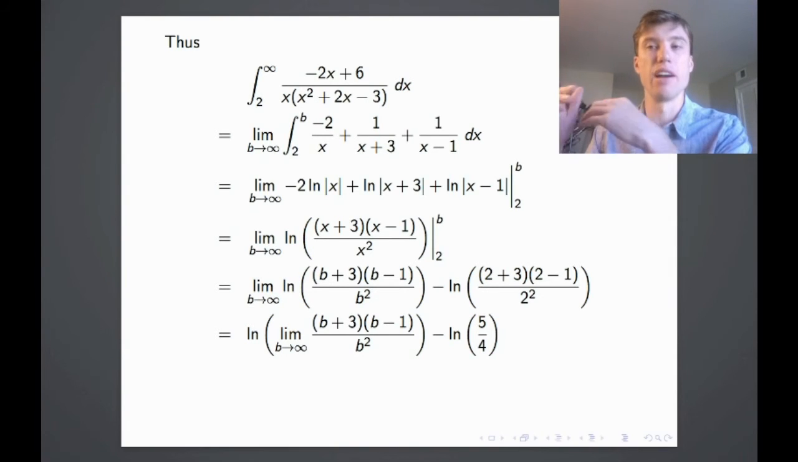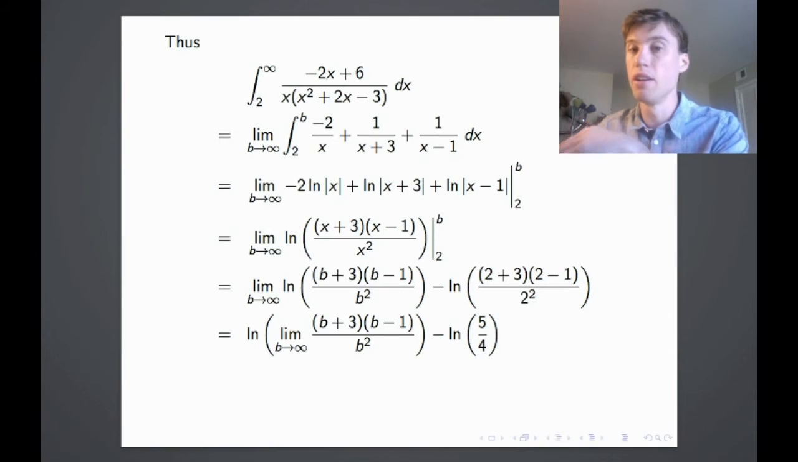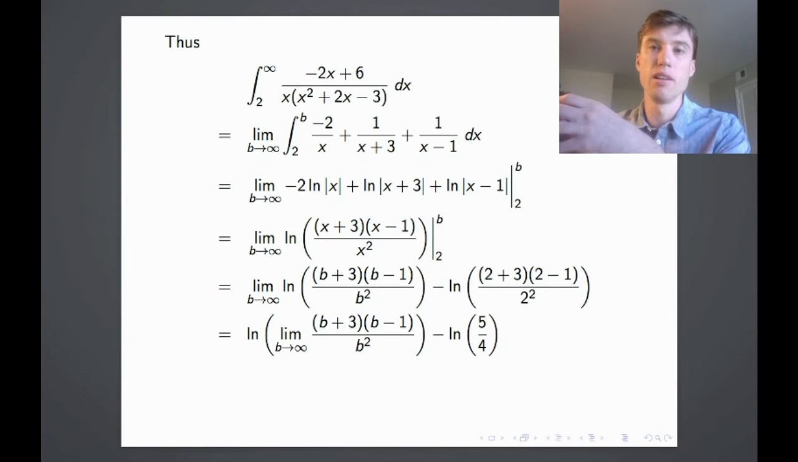Whereas x divided by x squared, this is the case where the degree of the denominator is greater than that of the numerator, will go to 0. In the case that the degrees are equal, maybe x squared plus 1 divided by x squared, the limit will be the ratio of the coefficients of the lead terms.